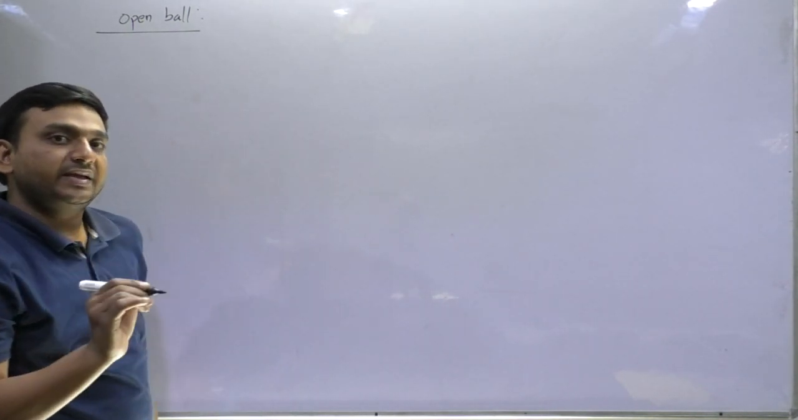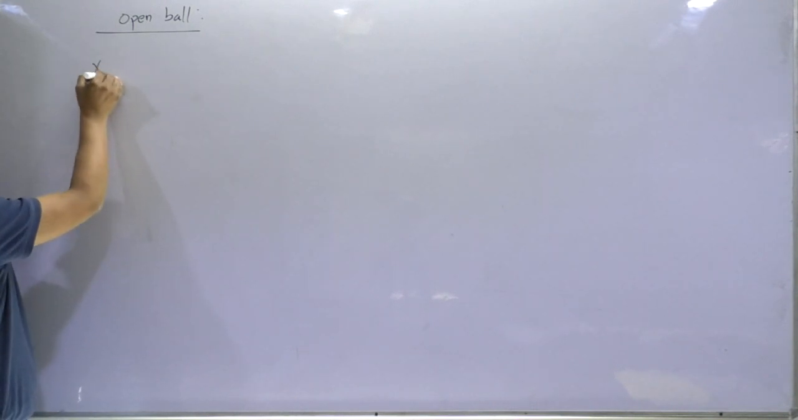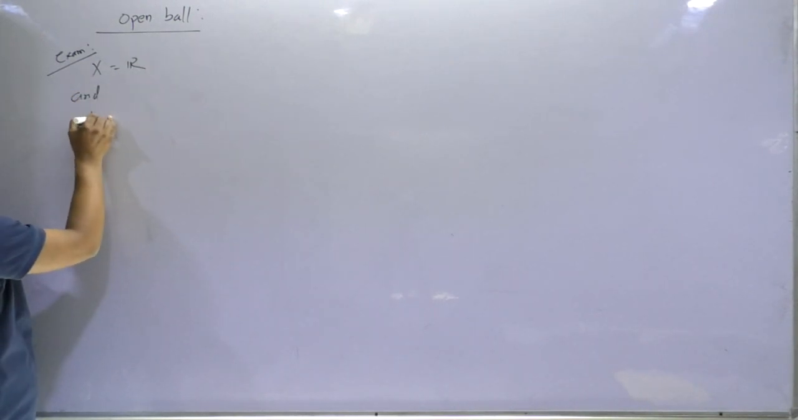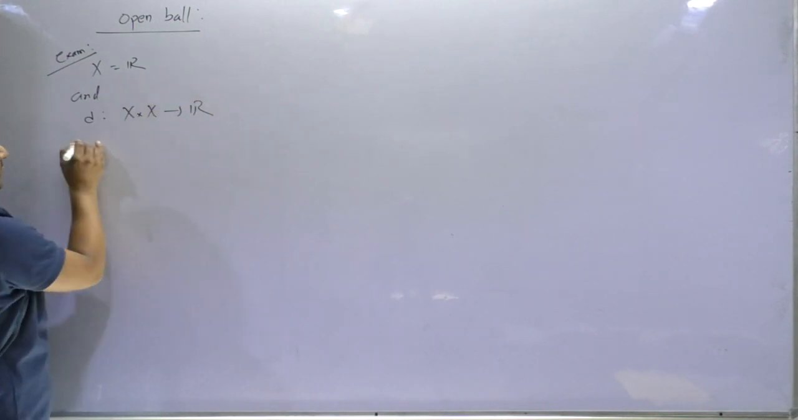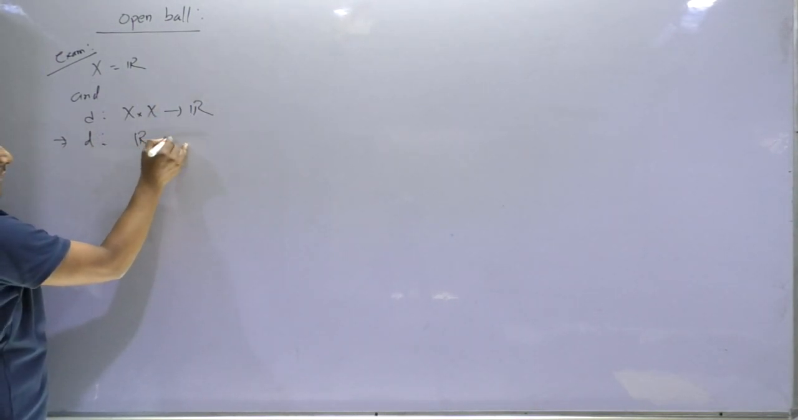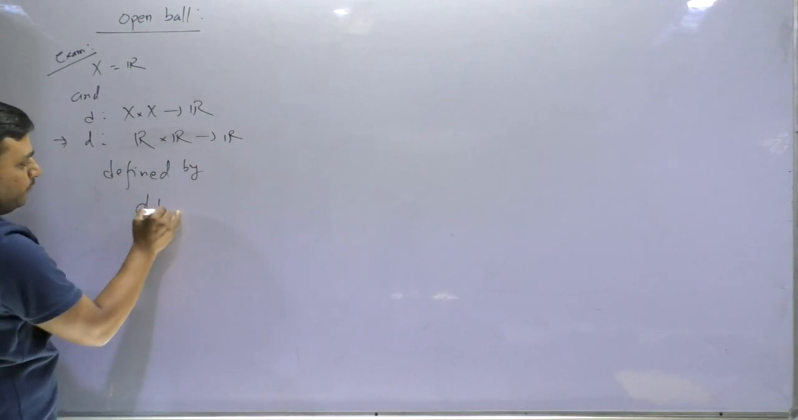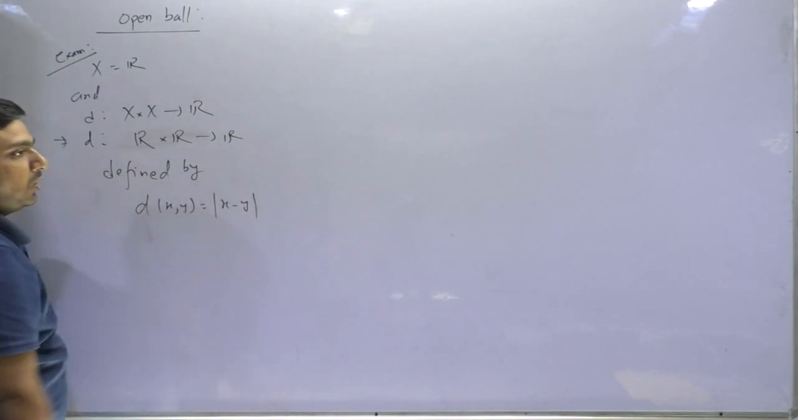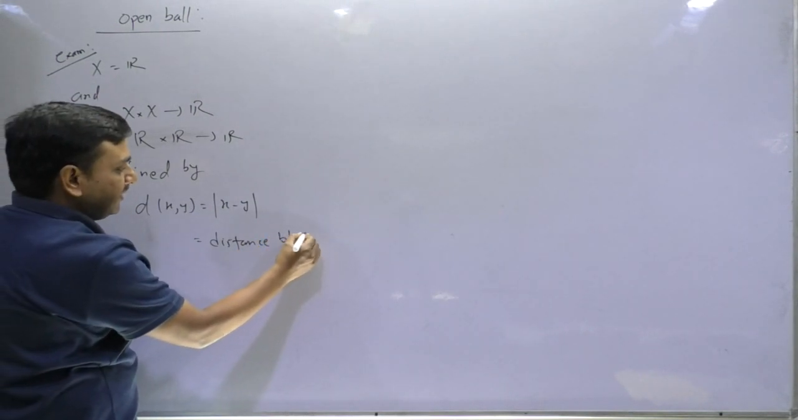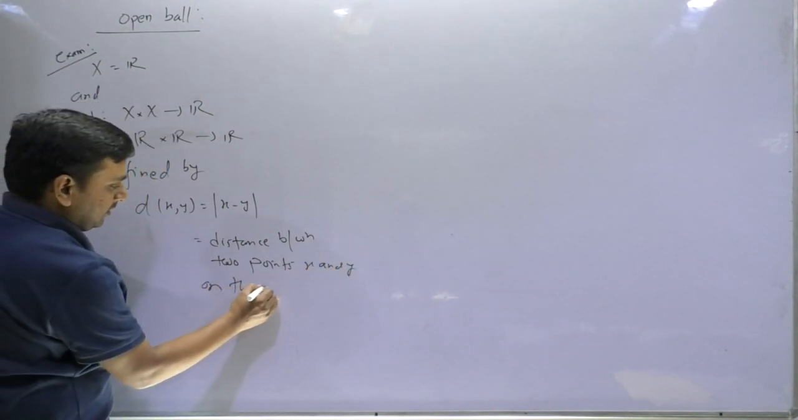I will use metric here. Please focus on the board. If I take X equal to R and d: X cross X to R, that is d: R cross R to R, defined by d of (x, y) equals modulus of x minus y. This is simply the distance between two points x and y on the real line.